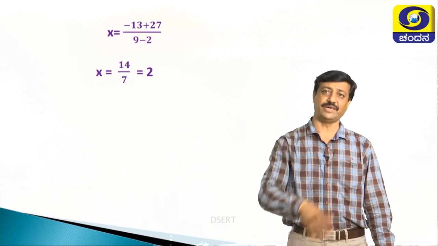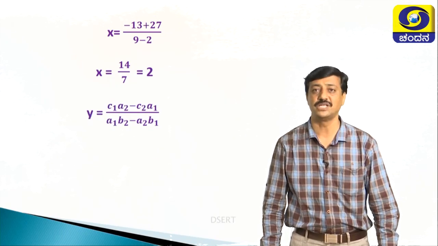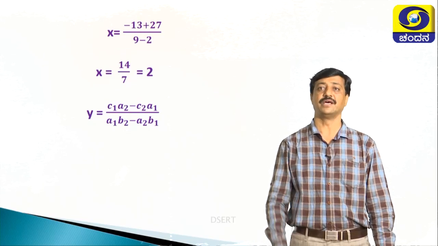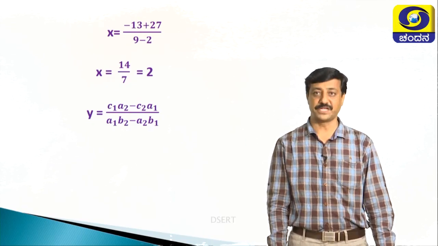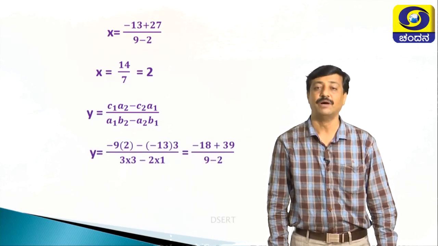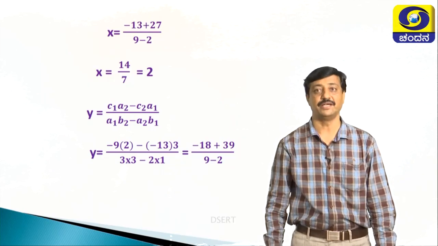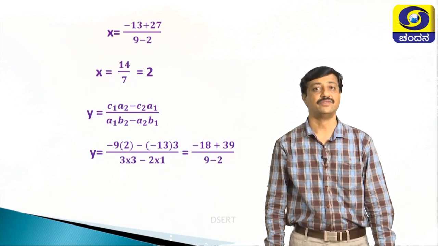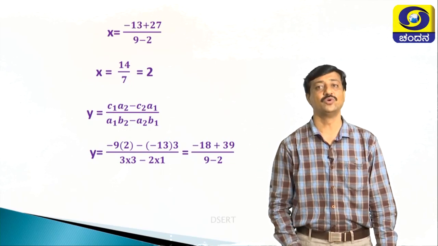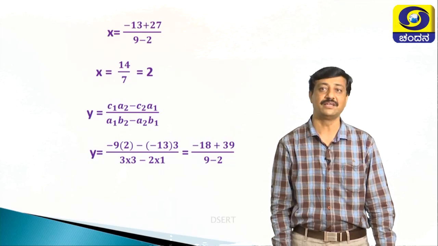In the same way, by writing the y formula, that is y equal to C1 A2 minus C2 A1 divided by A1 B2 minus A2 B1, now substitute the values in this formula. You get y equals minus 9 into 2 minus minus 13 into 3, divided by 3 into 3 minus 2 into 1. What is minus 9 into 2? It is minus 18.